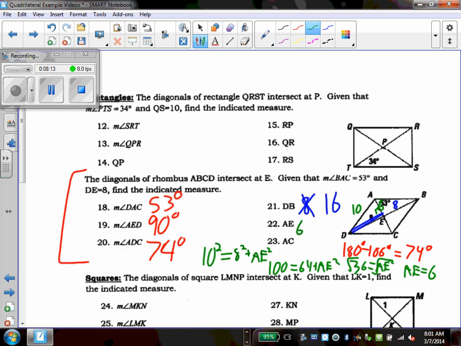Once you know that AE is 6, though, and since the diagonals are bisecting each other, you automatically know that AC has to be 12. So those are some examples of how these properties are being used.